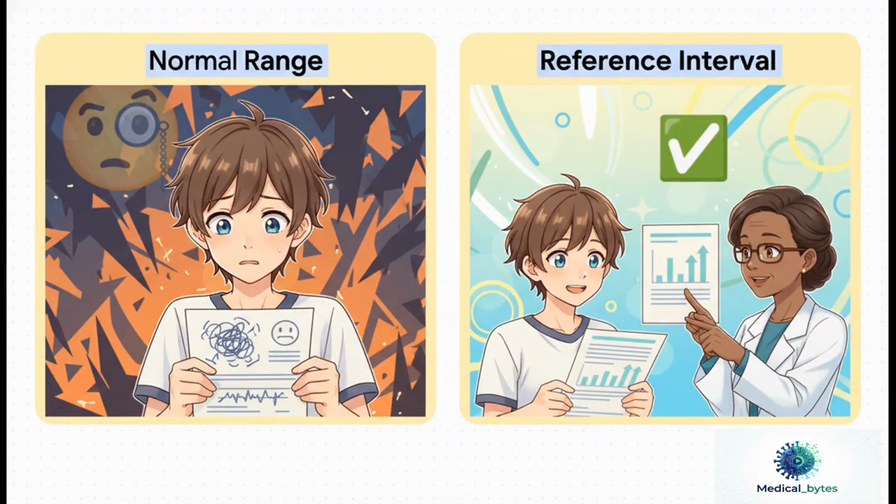Now, you've probably heard the term normal range thrown around a lot, but labs and doctors are actually moving away from it. Why? Well, think about it. If your result is outside the normal range, it kind of implies you're abnormal, and that can cause a lot of unnecessary stress. So the more accurate scientific term is reference interval. And trust me, this isn't just about semantics. Changing how we think about this is key to understanding your results without freaking out.